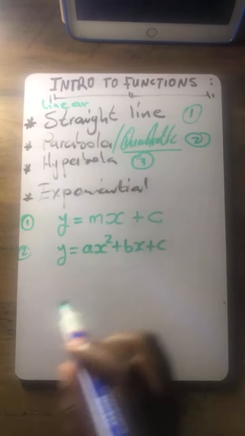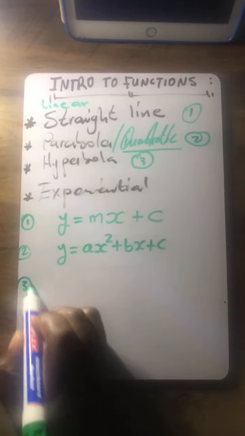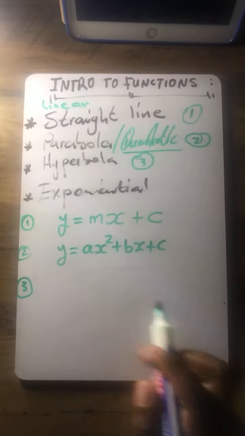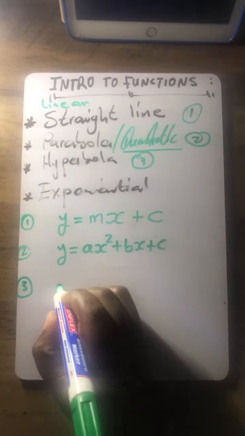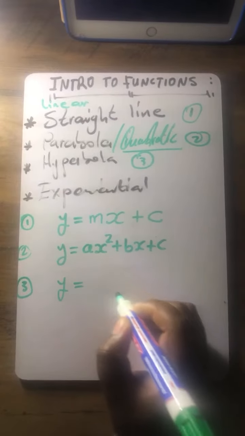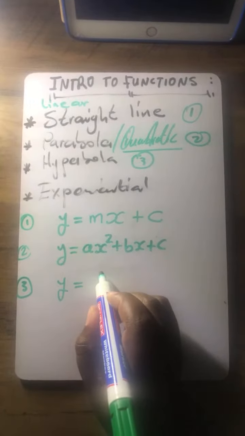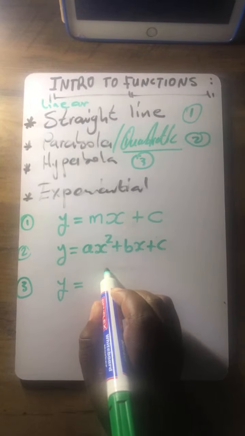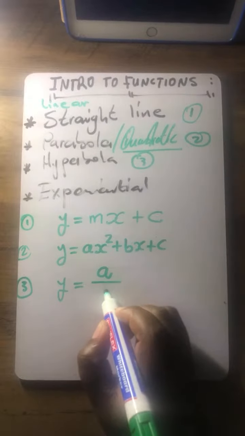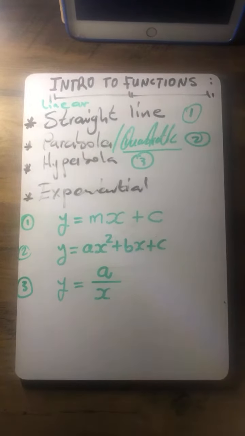So number 3, very quickly or briefly, let's discuss a hyperbola. A hyperbola, honorable members, is where now you have your x, let's see, so you've got your a over your x. So you can see that your x is there as the denominator.